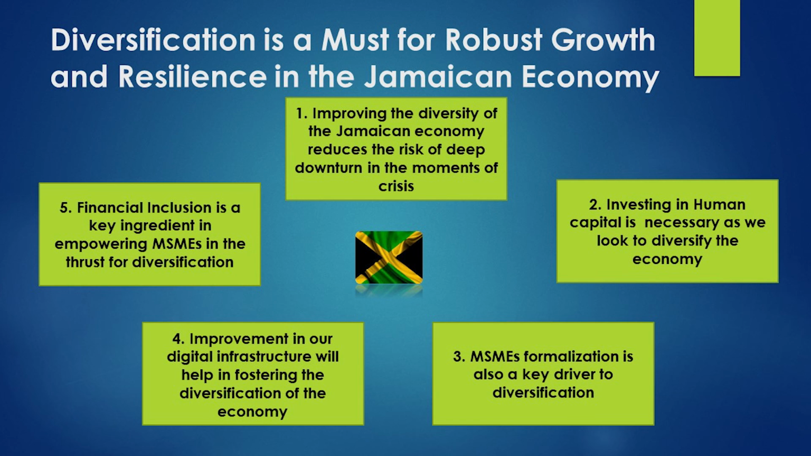Now, in terms of conclusion, diversification is a must for the robust growth and resilience of the Jamaican economy. And I will leave with 5 points coming out of this presentation. Diversification is needed to improve the Jamaican economy and reduce the risk of deep downturn in moments of crisis. Investing in human capital is necessary as we look to diversify our economy. The MSME space formalization is also a key driver of this process. Improving our digital infrastructure will help to foster a more robust diversification of our economy. And financial inclusion, lastly, is a key ingredient to empowering the MSMEs as well as the overall economic space in the thrust towards diversification.